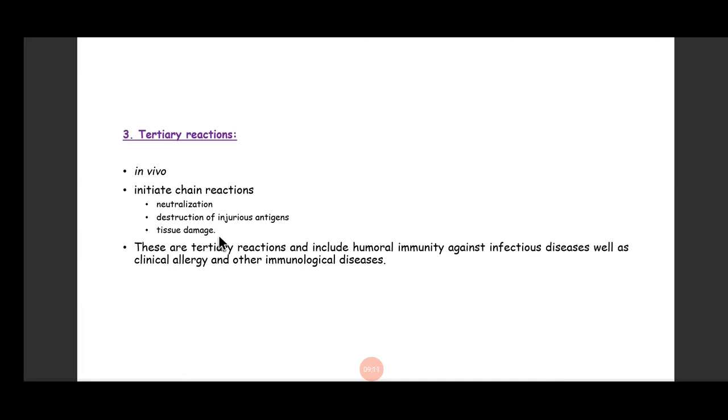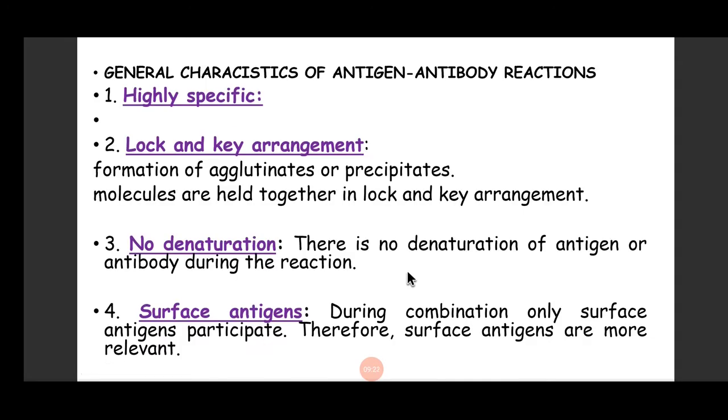In vivo, a third, tertiary reaction also takes place, which means neutralization or tissue damage or allergy like that. So some general characteristics of antigen-antibody reaction. First, as I told you, it is highly specific. The antibody will bind only to one particular antigen. And they have a lock and key arrangement, and because of that arrangement, they are highly specific, and there is no denaturation. Because of the binding of antigen and antibody, their physical nature does not change.